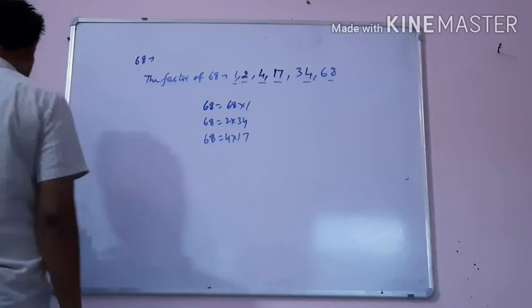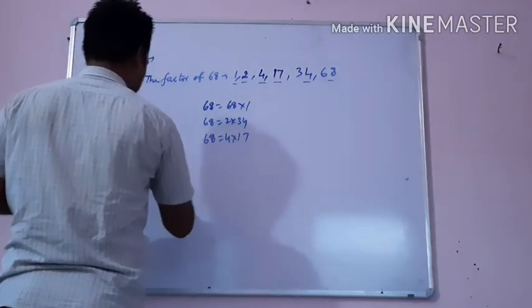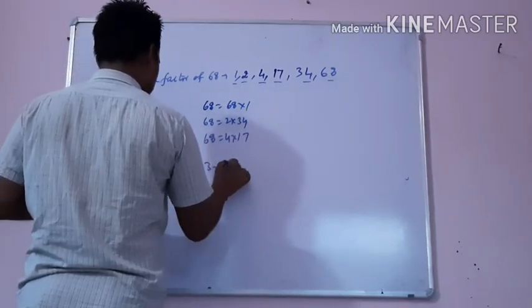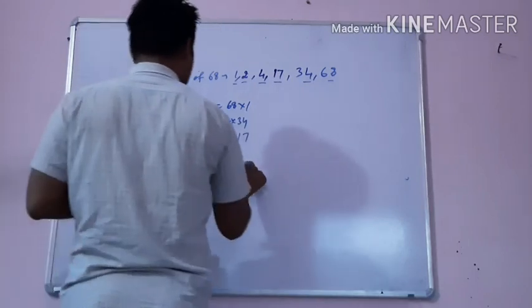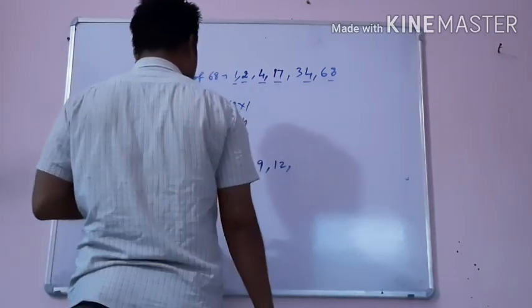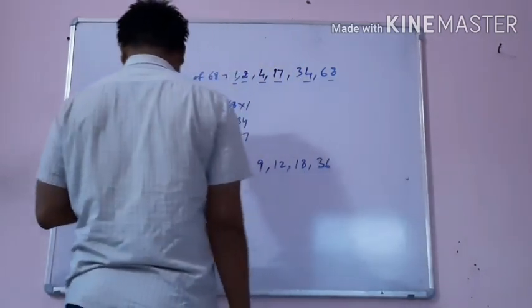Now the second question is to find the factors of 36. The factors of 36 will be 1, 2, 3, 4, 6, 9, 12, 18 and 36.